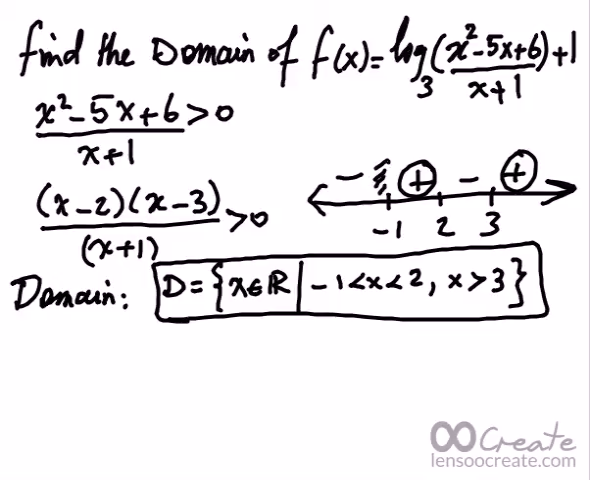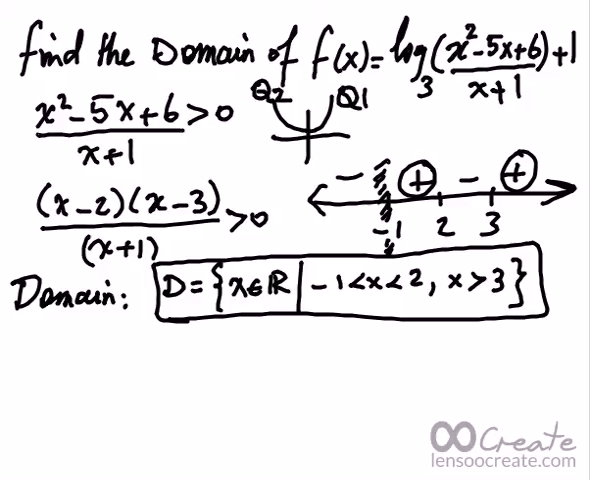Here we have only one restriction, x equals negative 1. The other two are roots. All of them are odd, so the sign will change. Now here we're looking at the numerator being a quadratic, and quadratics with positive leading coefficient are going to start in quadrant 2 and end in quadrant 1.